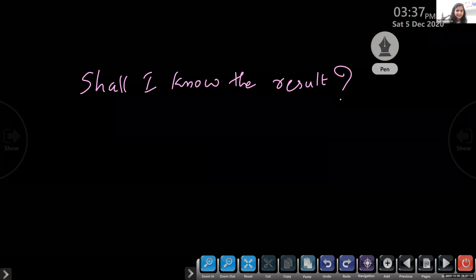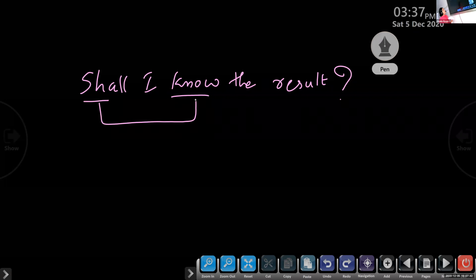Simple present. Sure? Are you sure, Gauri? Yes, ma'am. Subject plus will or shall plus base form of the verb plus object. Simple future. Okay, tell me the finite verb. Shall know. Excellent. So what is your plan? How are you going to change the sentence into passive voice?